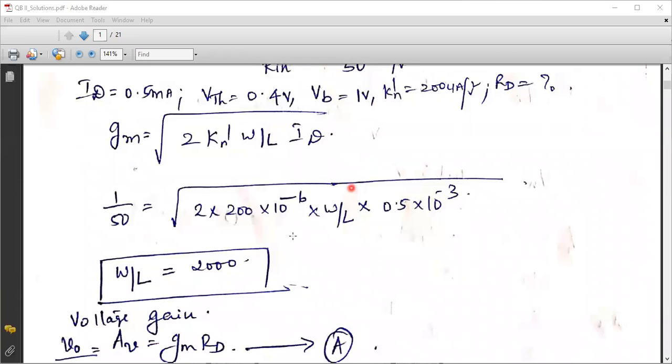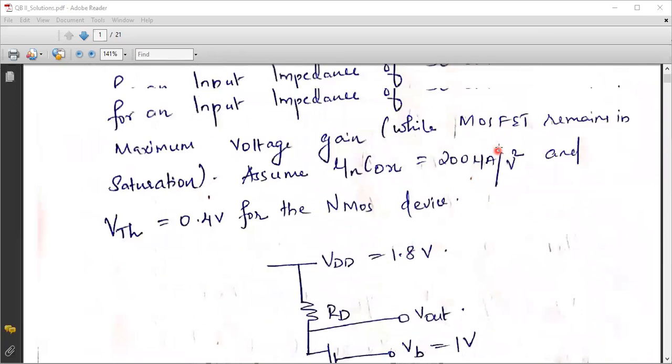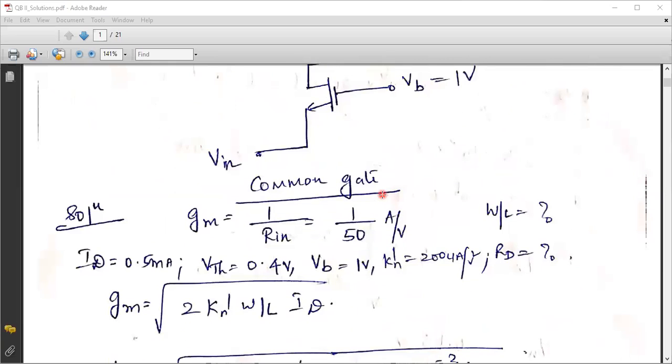The answer is 2000. Now we are going to find the drain resistance RD. Another question is to solve RD, but the condition is we need to maintain the maximum voltage gain. So after maintaining a maximum voltage gain, we are going to compute the drain resistance RD. So we have a constraint here. While maintaining a maximum voltage gain, correspondingly, we need to find the drain resistance RD.